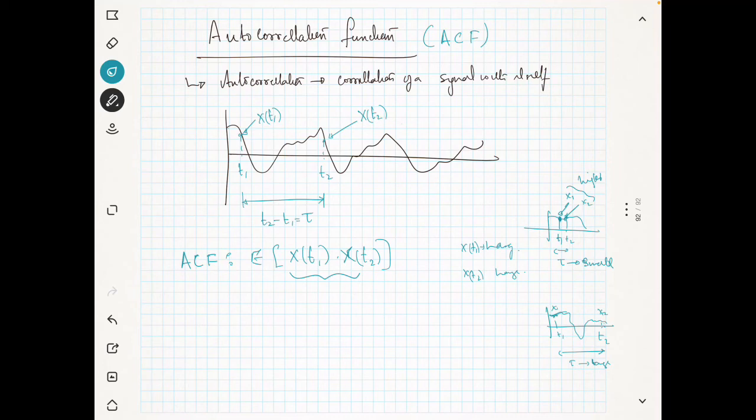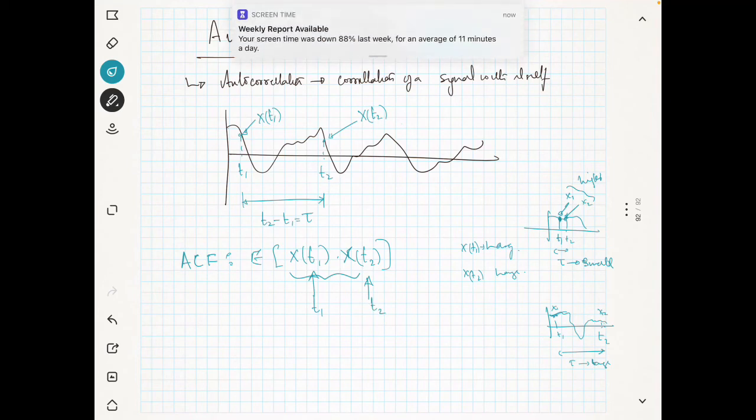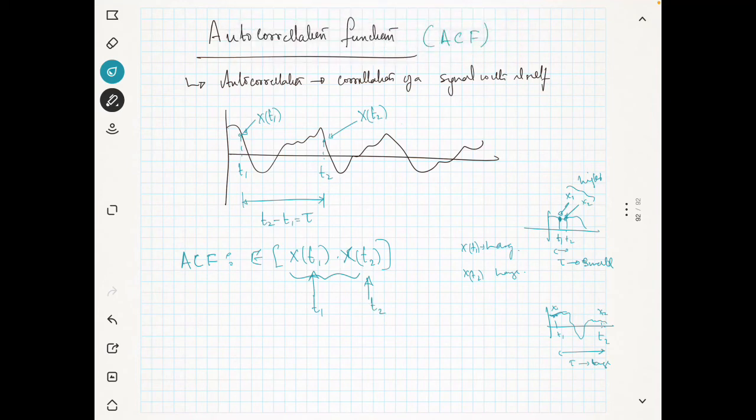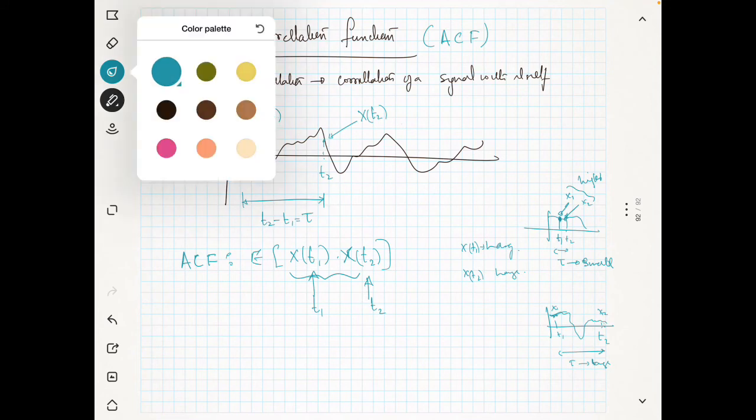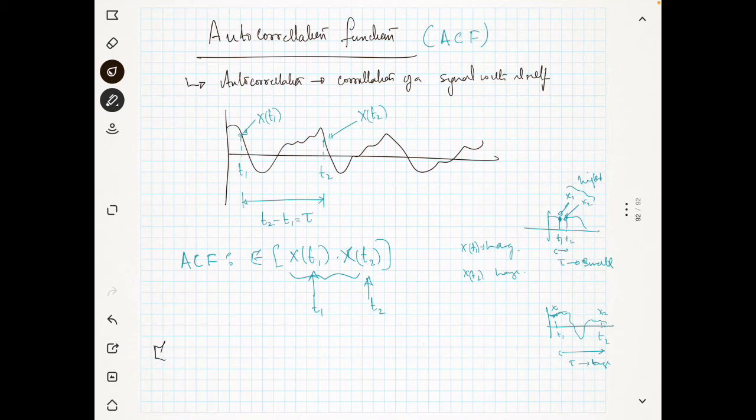So the notion of correlation: we are considering two time instances, t1 and t2, and we look at the random process and multiply x of t1 with x of t2, and we average it over all possible values. This is nothing but the autocorrelation function. Mathematically it is defined as the expected value of x of t1 with x of t2. So it is giving an amount of correlation between time instances.